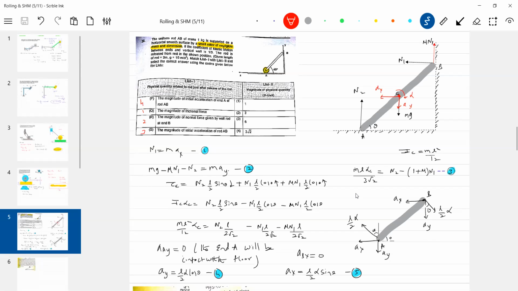Acceleration: ax and ay will become 3 meters per second square. The friction will be 1 Newton. This will be the magnitude of initial acceleration of the rod, 3 root 2.